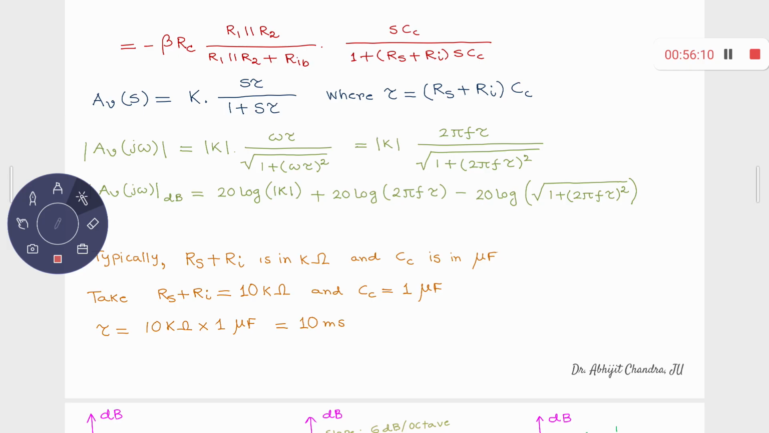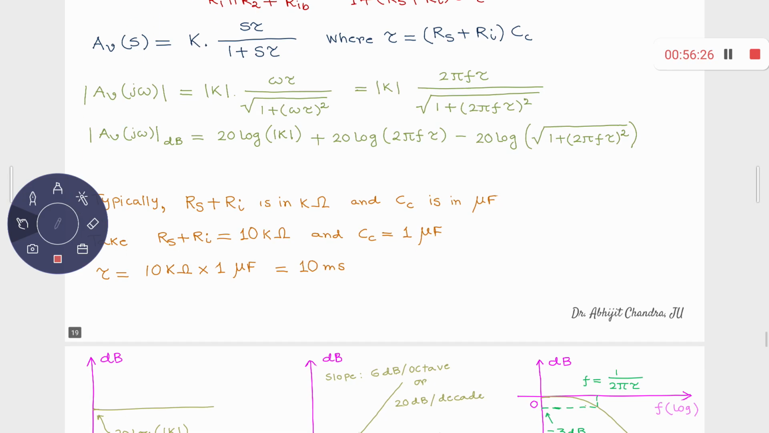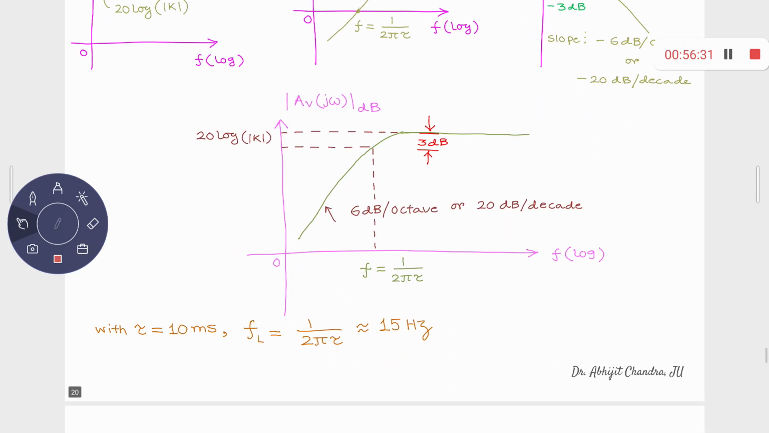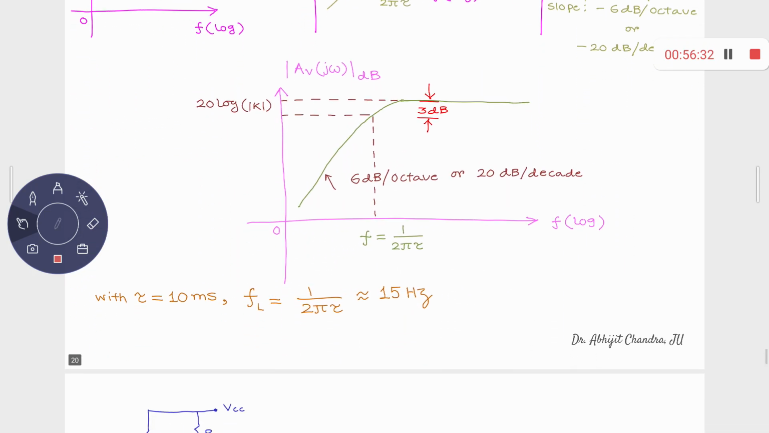So if I take, say, 1 microfarad, then tau comes out to be 10 millisecond. If it is 10 millisecond, what is the frequency then? 1 upon 2 pi tau. If it is 10 millisecond, it comes to approximately 15 hertz.